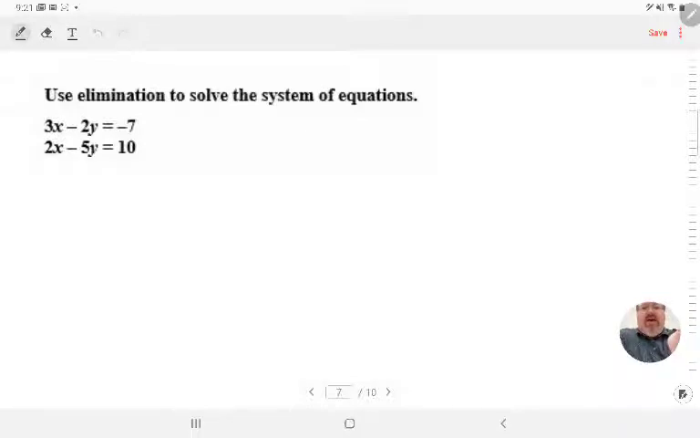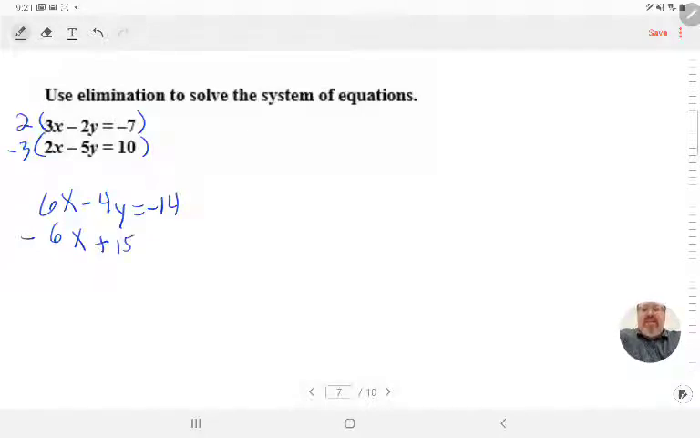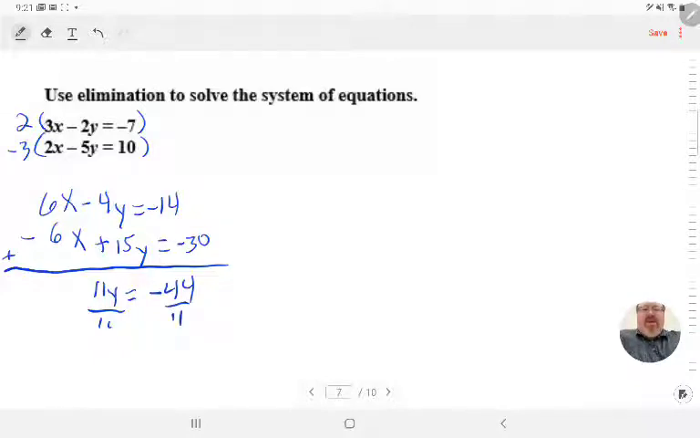So on this first one, I can multiply everything by 2. And on the second one, I can multiply everything by negative 3. Then that's going to give me 6x minus 4y equals negative 14. And that's going to give me negative 6x plus 15y equals negative 30. Then I'm going to add the 2 together. The x's will cross out, and that'll give me 11y equals negative 44. Divide by 11, and y equals negative 4.